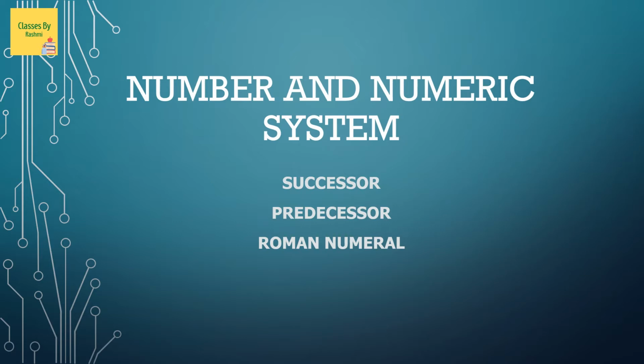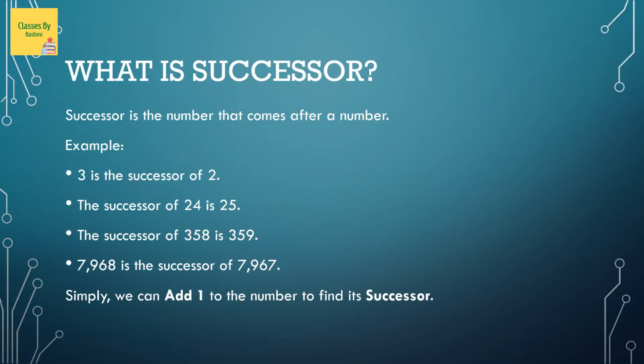In the unit number and numeric system, we are going to discuss three topics. The first is successor, then predecessor, and then Roman numerals. So without any delay, let's get started. Our first topic is successor.